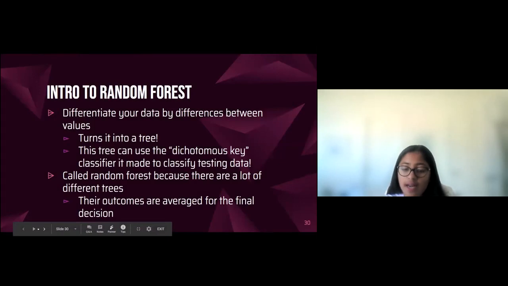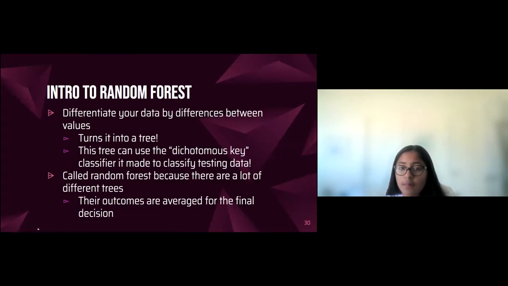So before we do that, I'm just going to go through the theory behind a couple of AI algorithms that we'll be using, so that you understand how they work when you use them. The first algorithm that we'll be using is called random forest. What random forest does is it differentiates your data by differences between the values. This can be categorical differences, or numerical differences. So if your data is a bunch of numbers, you can use random forest, and similarly if it's a bunch of categories, you can also use random forest.